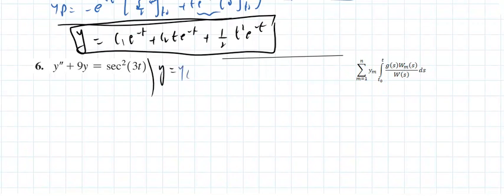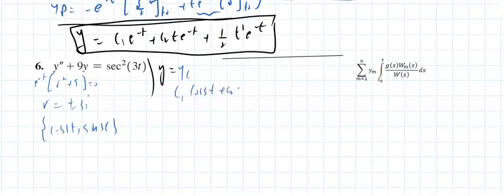Let's get the complementary out of the way. That is e to the rt times r squared plus 9 equals 0. So r equals plus or minus 3i. We're talking about the cosine of 3t and the sine. Of course, you could put sine first. I'm just used to doing that. C sub 1, the cosine of 3t, plus C sub 2, sine of 3t. That would be the first complementary solution.